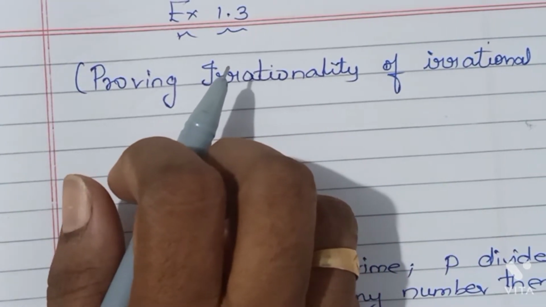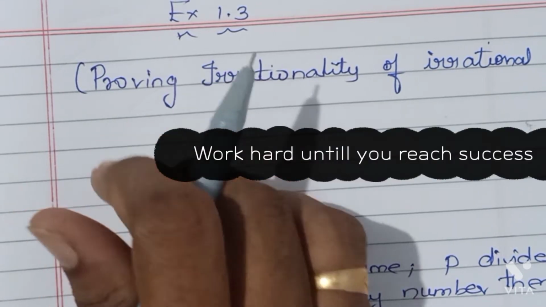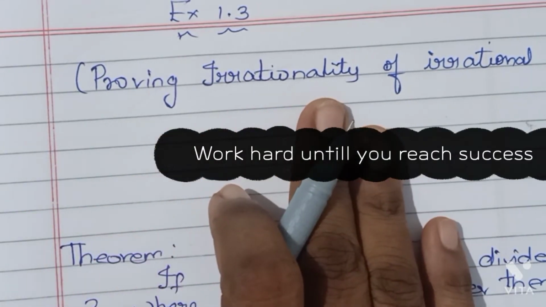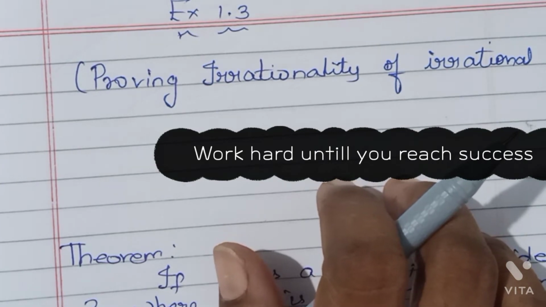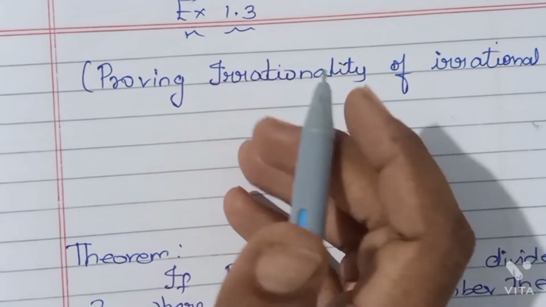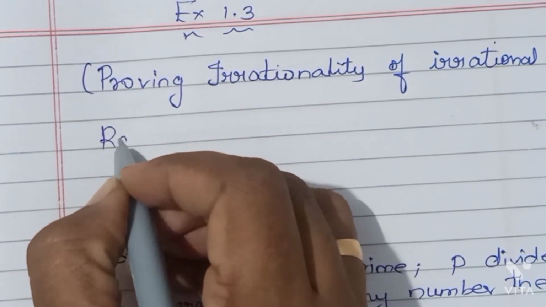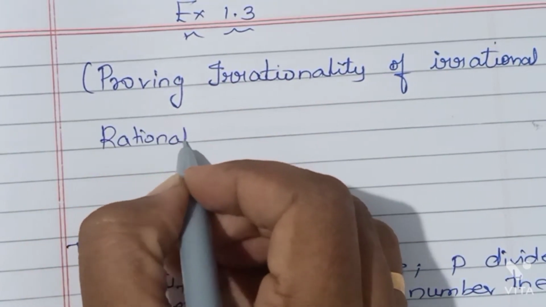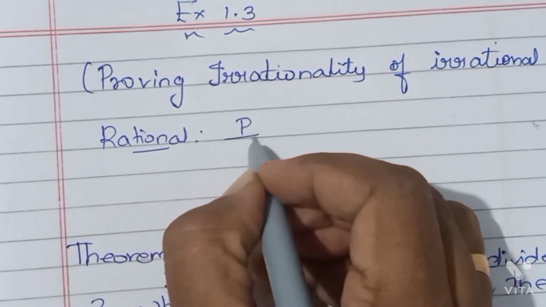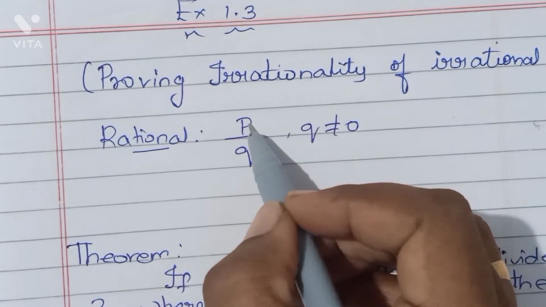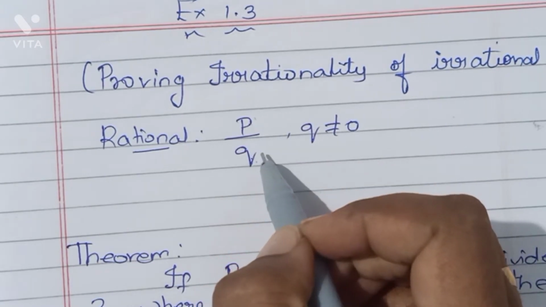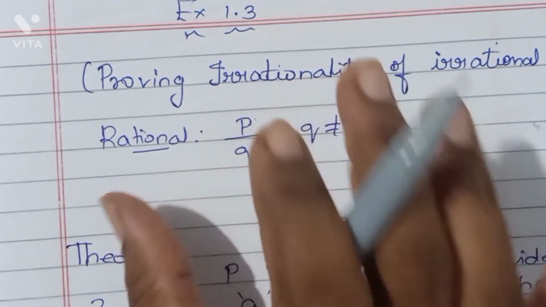Now we are going to see exercise 1.3, proving irrationality of irrational numbers. So first of all, what do you mean by rational numbers? A rational number is a number that can be expressed as p by q, provided the denominator is not equal to 0 and p and q must be integers. So this is the condition for rational numbers.